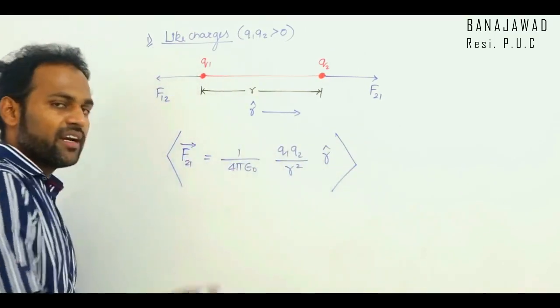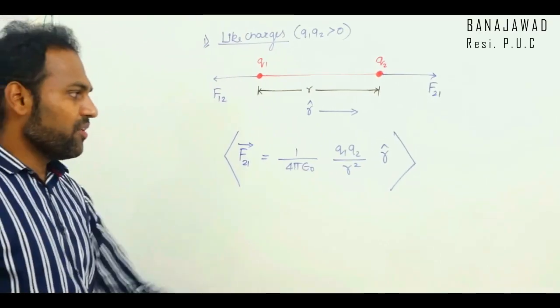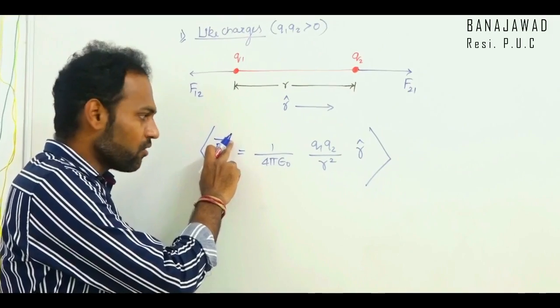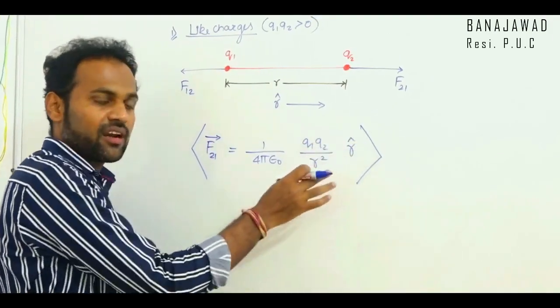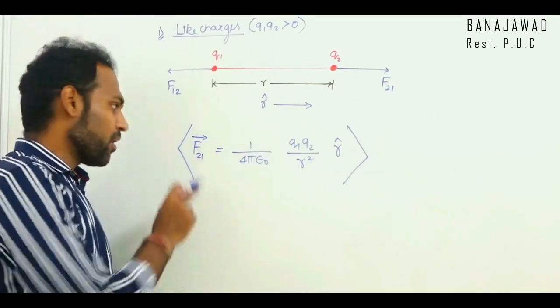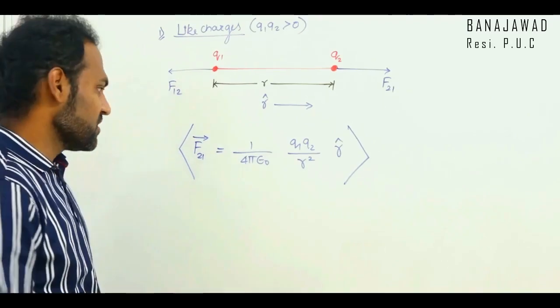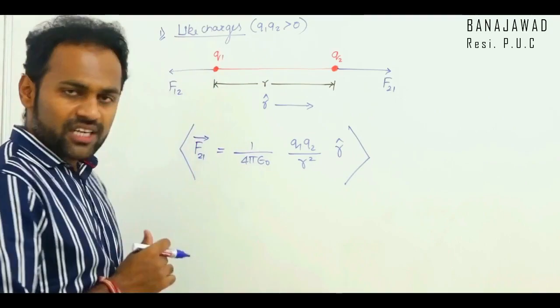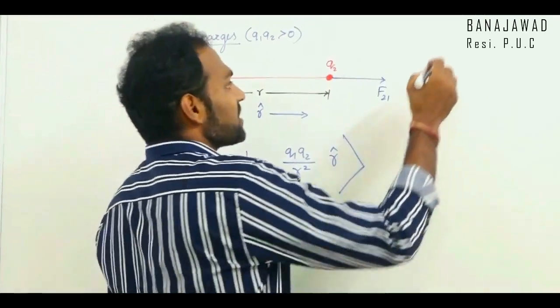Vector form means we should write it in vector notation and there should be a unit vector here. If you won't put a vector notation here, then you cannot write this unit vector. Until and unless you write a unit vector, you cannot put the vector notation here. Okay, so this is the vector form of Coulomb's law. Well, this is in case of like charges. We'll go for unlike charges now.